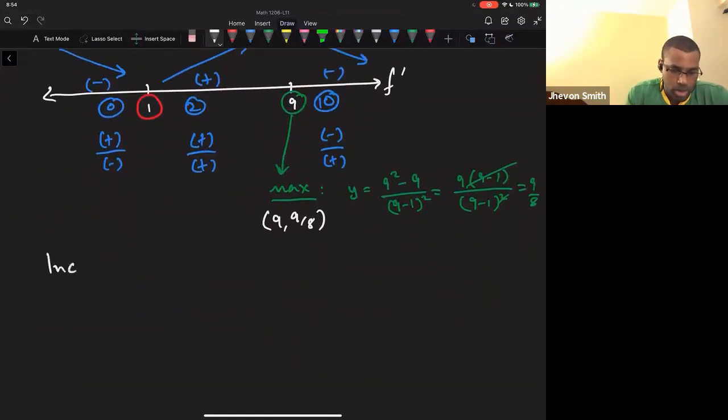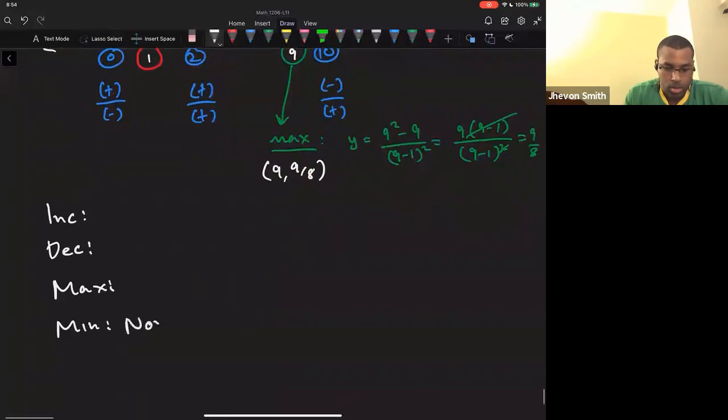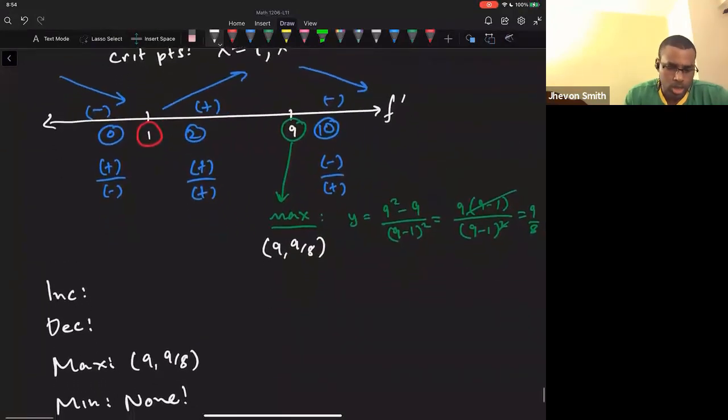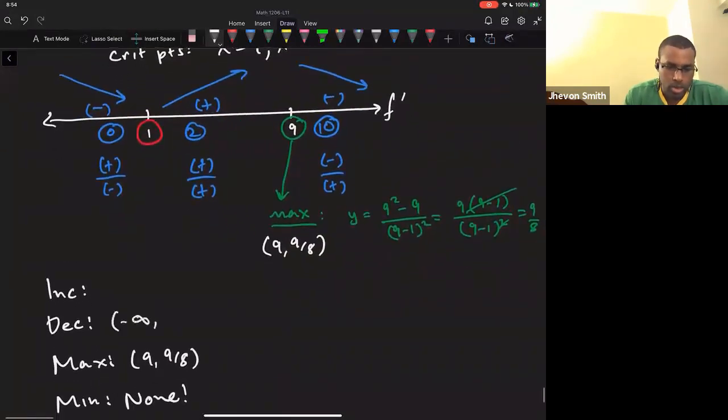So here we're going to look at increasing, decreasing, maximum, minimum. There is no minimum. The maximum is at (9, 9/8). We are decreasing from negative infinity to 1, and from 9 to infinity. We're increasing from 1 to 9.